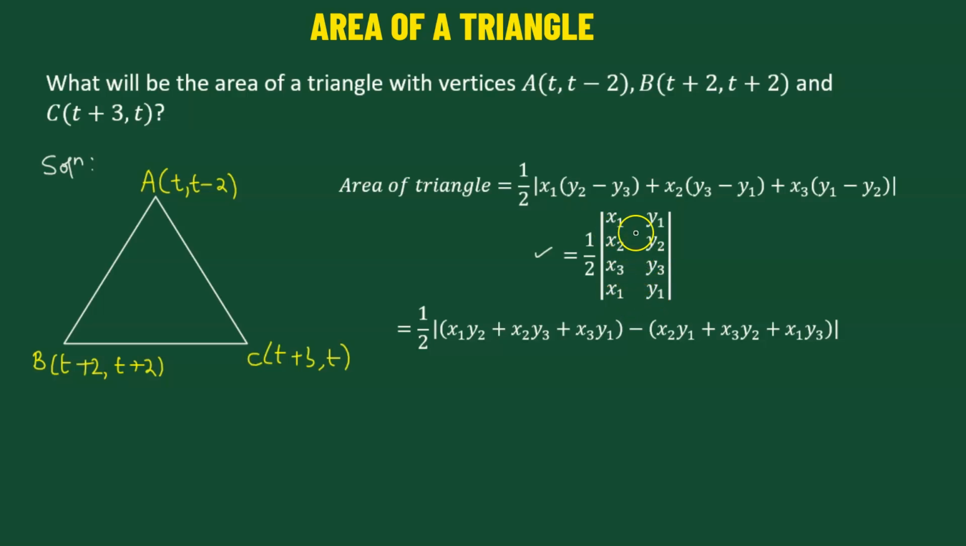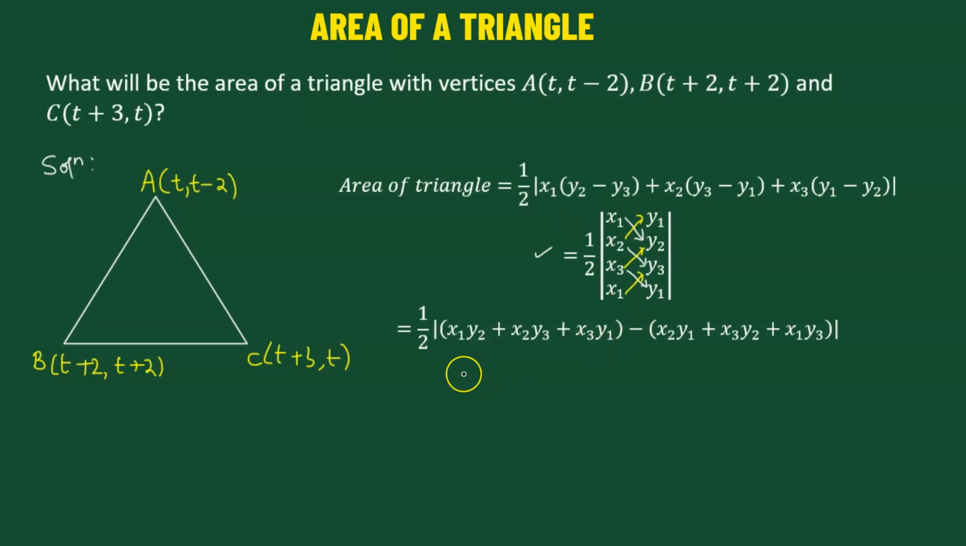So how do we expand it? The expansion is simply we start with x1 and multiply it with y2, that gives us x1y2. Add it to the product of x2 and y3, and add it to the product of x3 and y1. Then we subtract from it the sum of the products of x2y1, x3y2, and x1y3. So we can use either of the two methods to find out the area of the triangle.